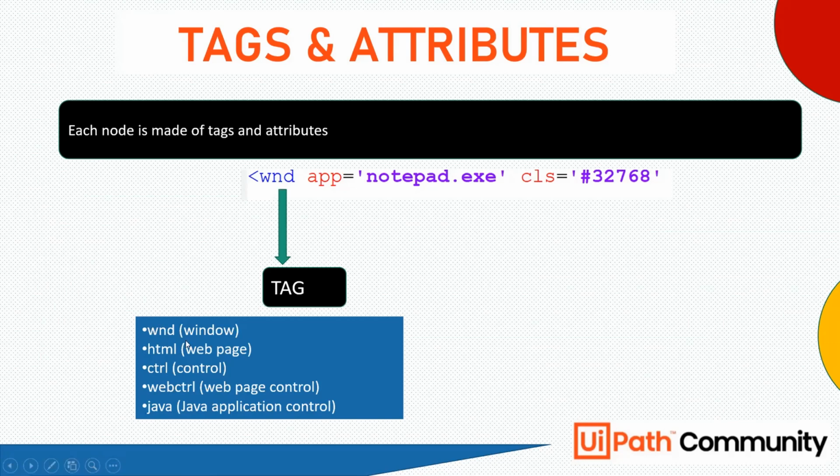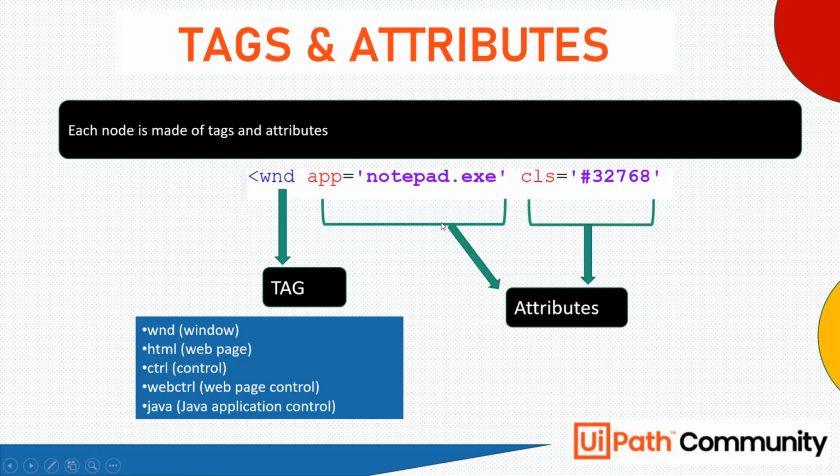Right? So a tag can be a window application. For example, where is the notepad? The notepad is located inside the windows, right? So that's why it is coming as WND. If you are automating anything on a web page or a browser, then your tag will be HTML. Similarly, if you are doing something on Java, it would be Java. So by looking at the tag, we can guess what kind of selector we are dealing with. This is called the tag.